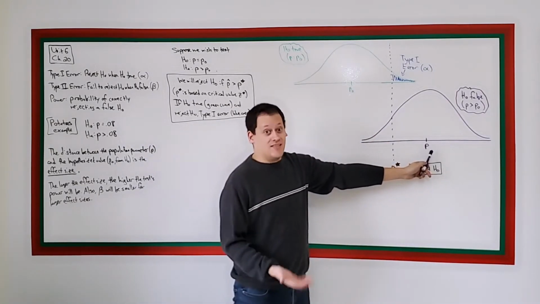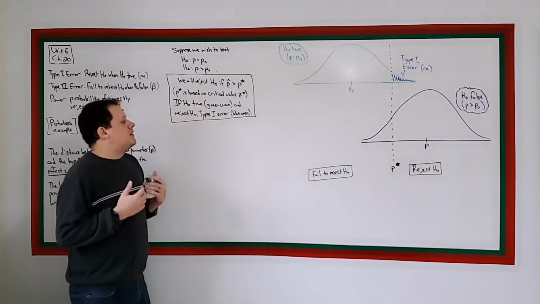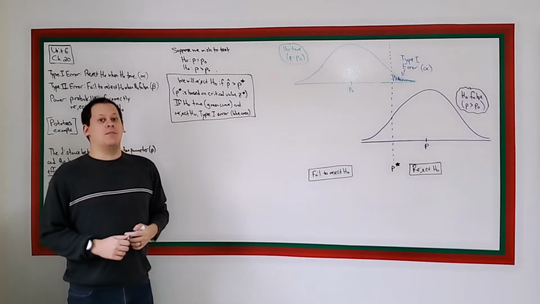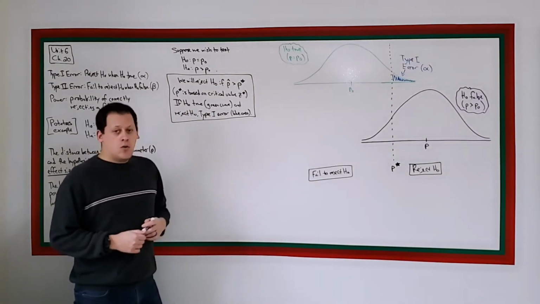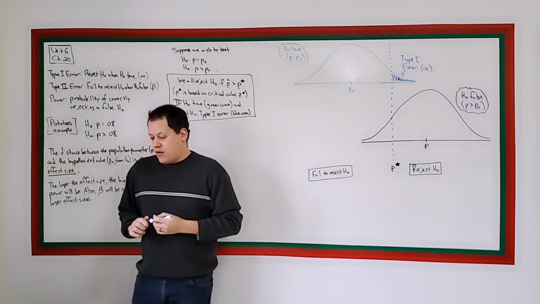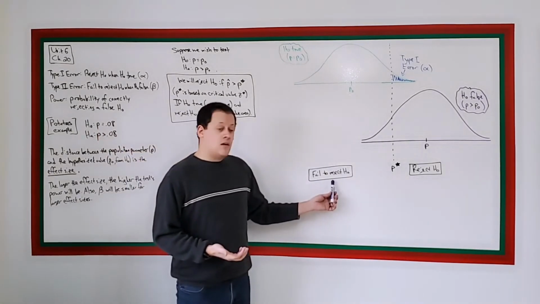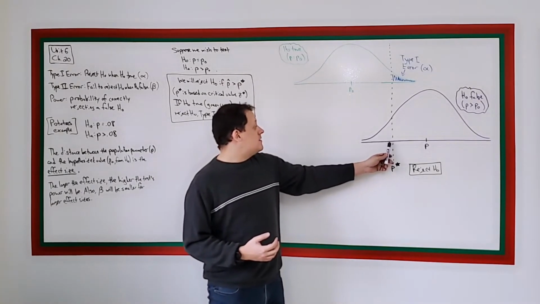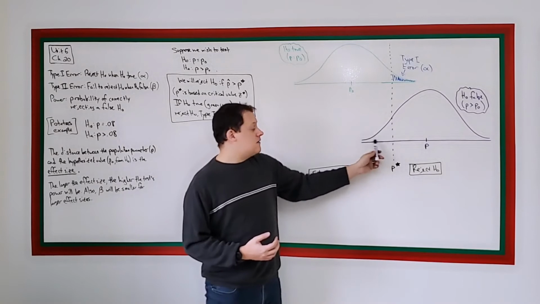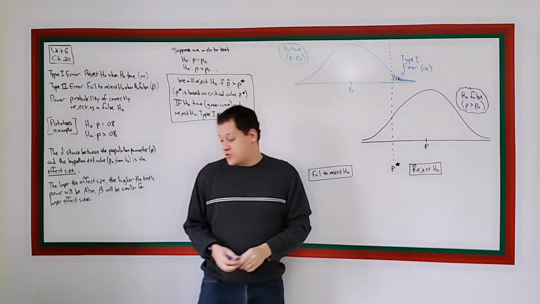And p, the true proportion in the population, is up there. Now, what can we say about this? Well, we know that we are going to fail to reject the null hypothesis if our sample proportion is on this side of the dotted line. If p hat is less than p star.